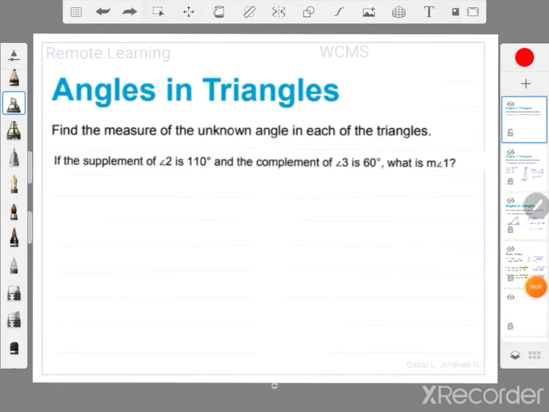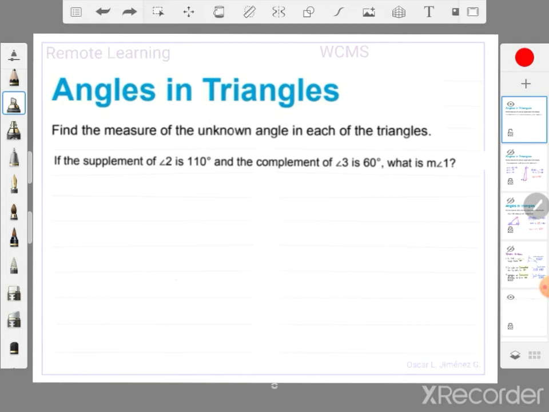Very good. Okay guys, so now we are going to solve this exercise. This is a little bit harder than the other exercises, but it's easy. If you remember the properties and use these properties, I promise it will be easy. So let me read the exercise. If the supplement of angle number 2 is 110 degrees and the complement of angle number 3 is 60 degrees, what is the measure of angle number 1?